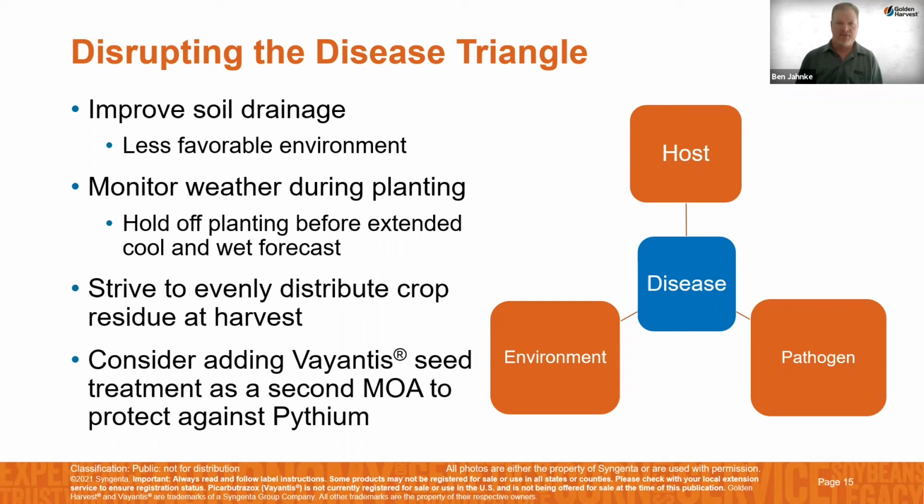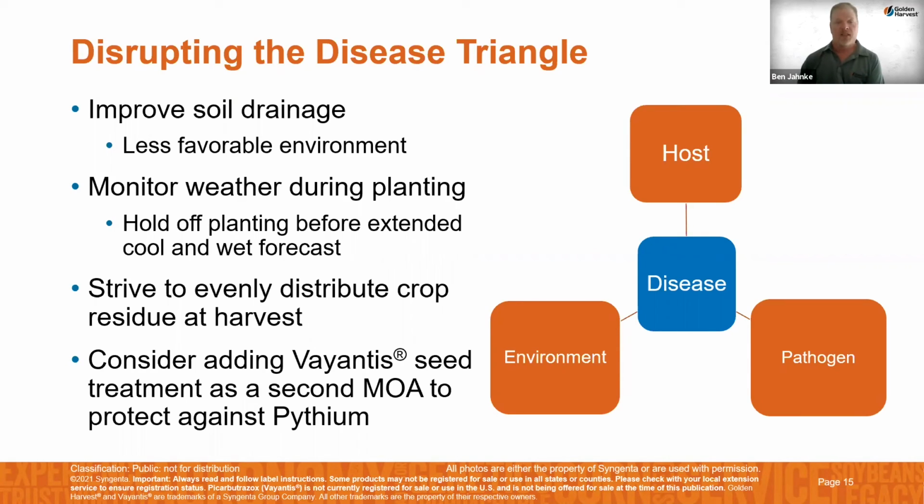We can look at things like soil drainage. Again, that key ingredient that Pythium likes is excessive water; it loves those wet feet. So by improving your drainage, we can create a less favorable environment. We can also look at weather conditions during planting. Looking out ahead and actually holding off planting before an extended cool and wet forecast can be a good thing if we're trying to manage against Pythium.